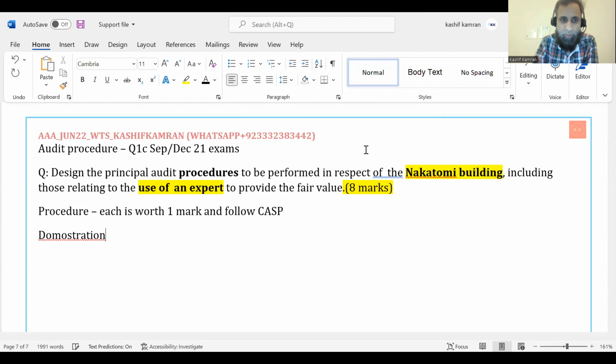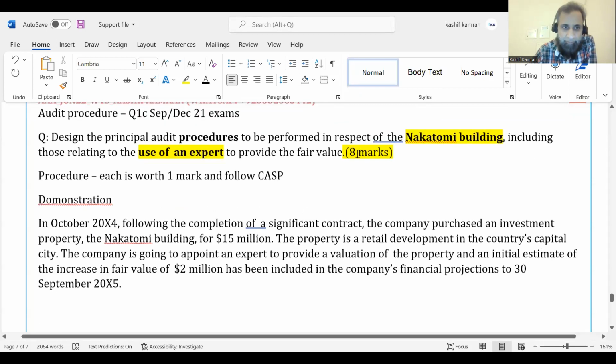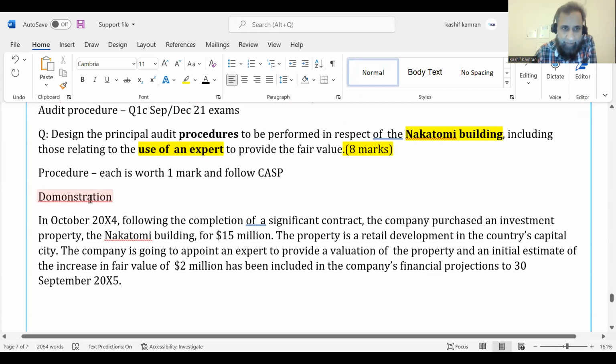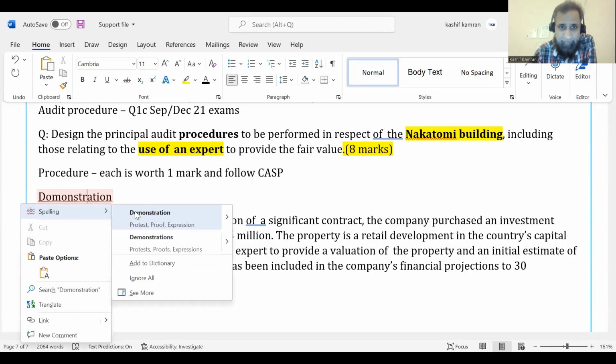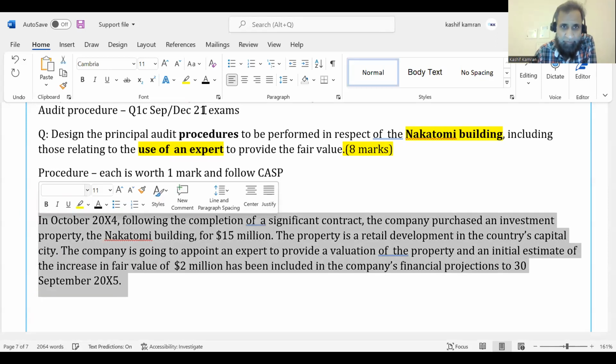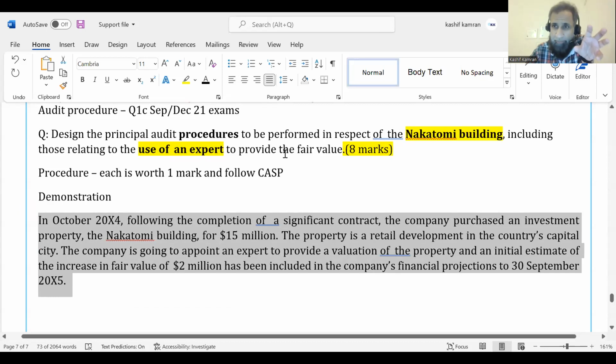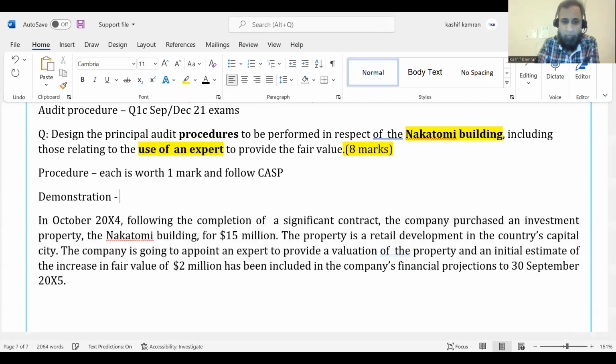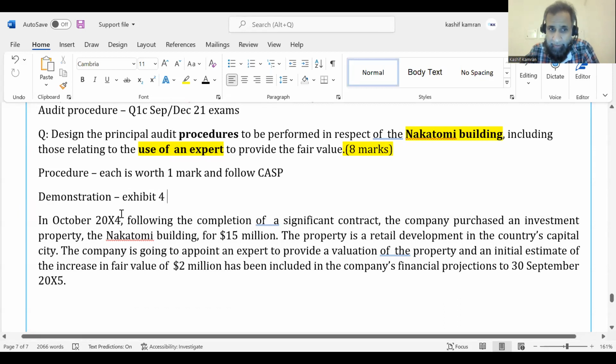I'll just copy the case study, and I will also do it on the practice platform for ease in 5 minutes. Just give me 5 minutes for that. See, I just copy pasted exhibit 4, right? This is what was given in exhibit 4. Now I need to convert them to 8 procedures, including the procedures on an expert.